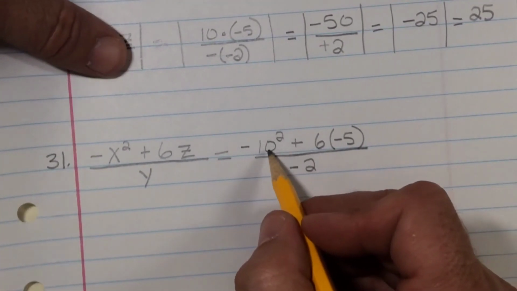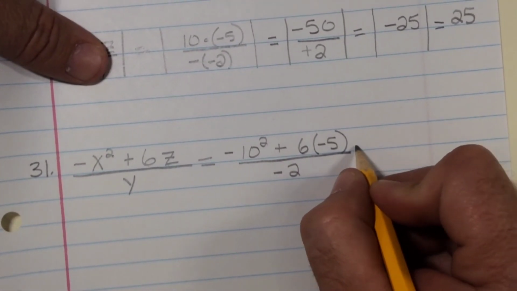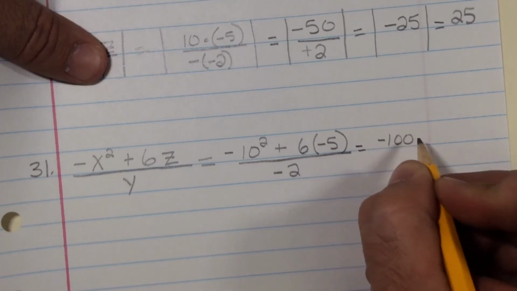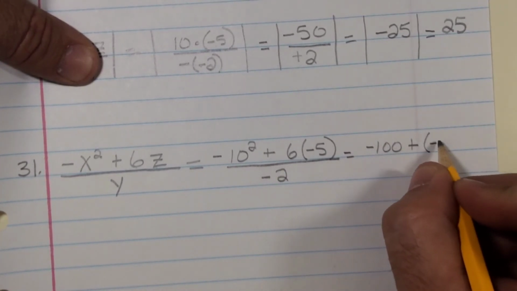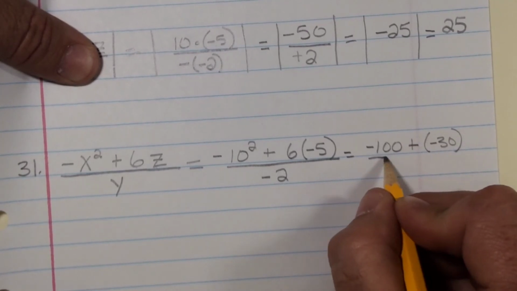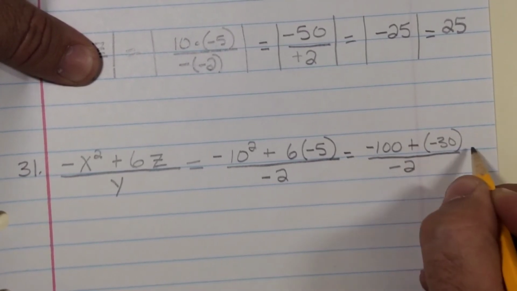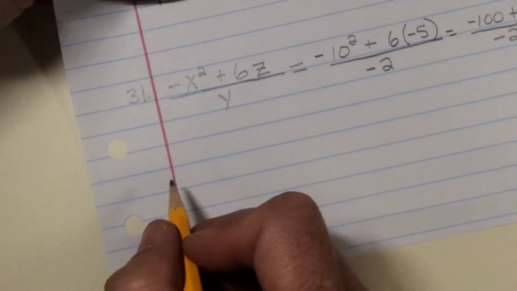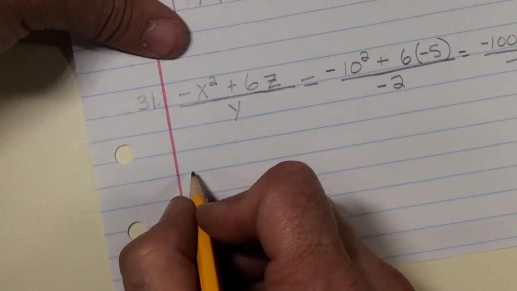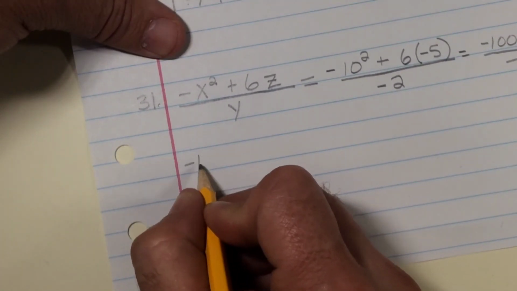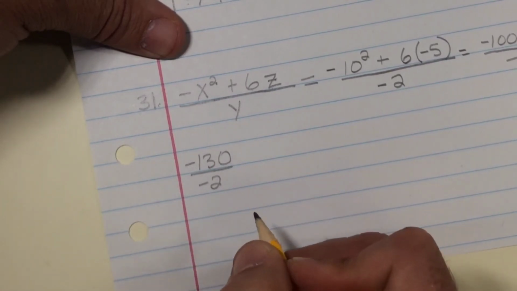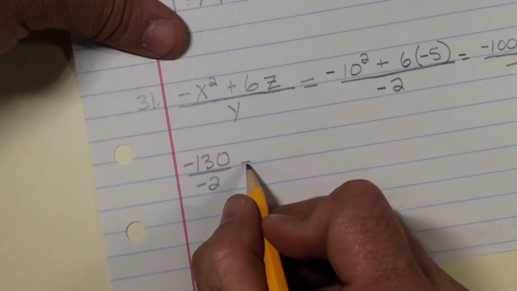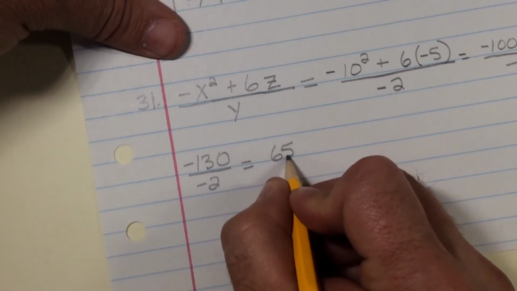All right, well, we'll square this first, which makes this negative 100 plus, we'll multiply this to get negative 30, all over negative 2. And I'll continue this down over here. Negative 100 plus negative 30 is negative 130 all over negative 2. Same sign, so my answer is positive 65.